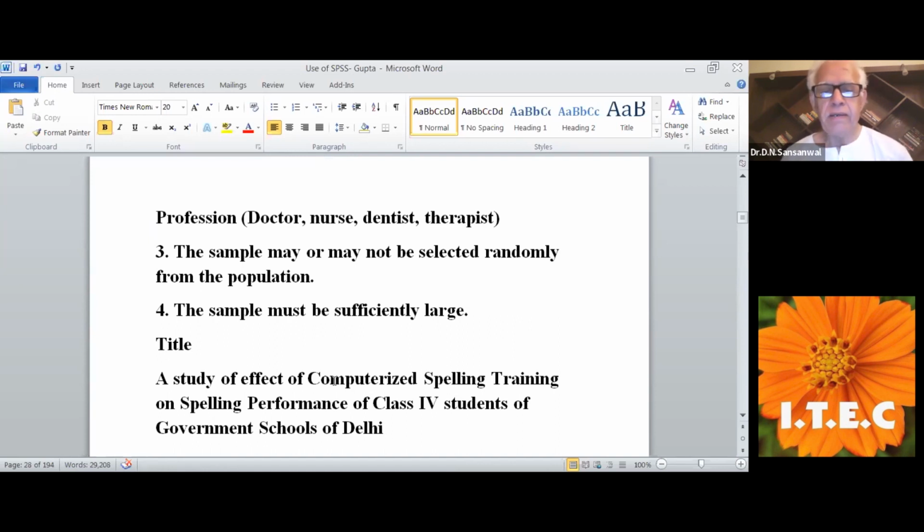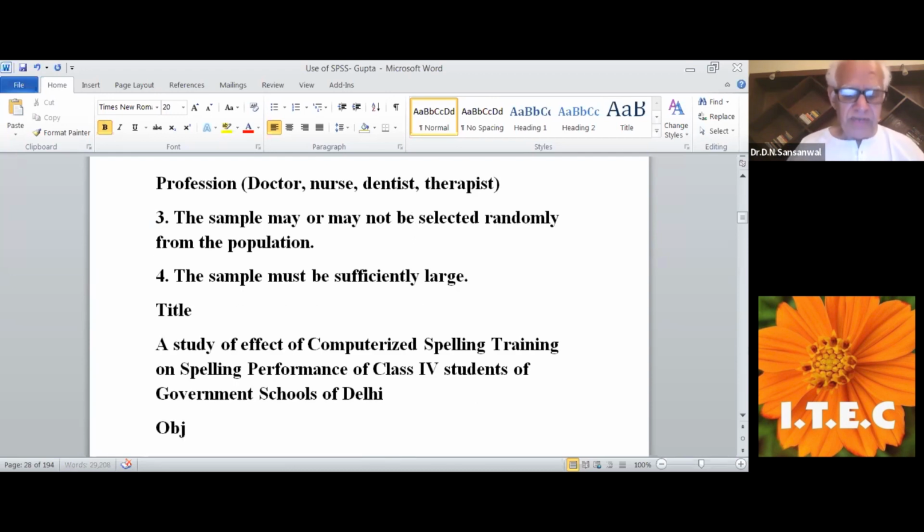Now here, this comprises spelling training, which will have three levels or more. Spelling performance will be whether the spelling is correct or the spelling is wrong.